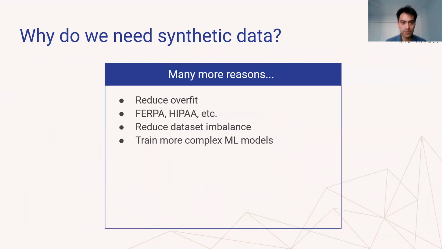And there are many more reasons. As I mentioned, it's to reduce overfit. The more data you have, the easier it is to prove that your model is not overfit. And besides GDPR, at least in the US here, we have different privacy laws such as FERPA and HIPAA. Also, to reduce your data set imbalance: if your data set has too few examples of some classes, and you're able to generate a few and actually balance your data set, it will make your models more robust.